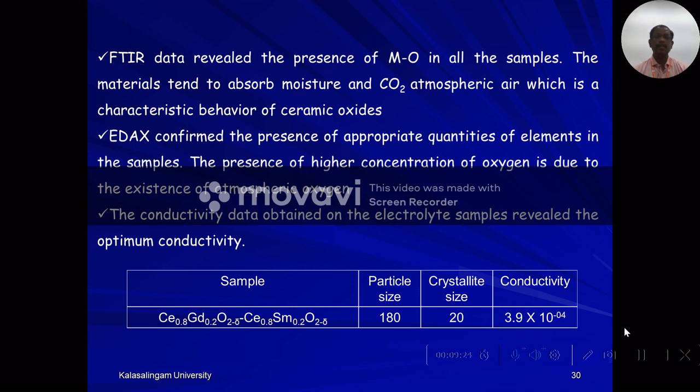The conductivity data obtained on the electrolyte samples reveal the optimal conductivity. This is the material in which we have got maximum conductivity for our samples, that is 20 mole percent gadolinium doped ceria as well as 20 mole percent samarium doped ceria, which is a composite electrolyte. The particle size is found to be 180 nanometer, crystallite size is found to be 20 nanometer, and conductivity is found to be 3.9 into 10 to the power minus 4 Siemens per centimeter at 600 degrees centigrade.